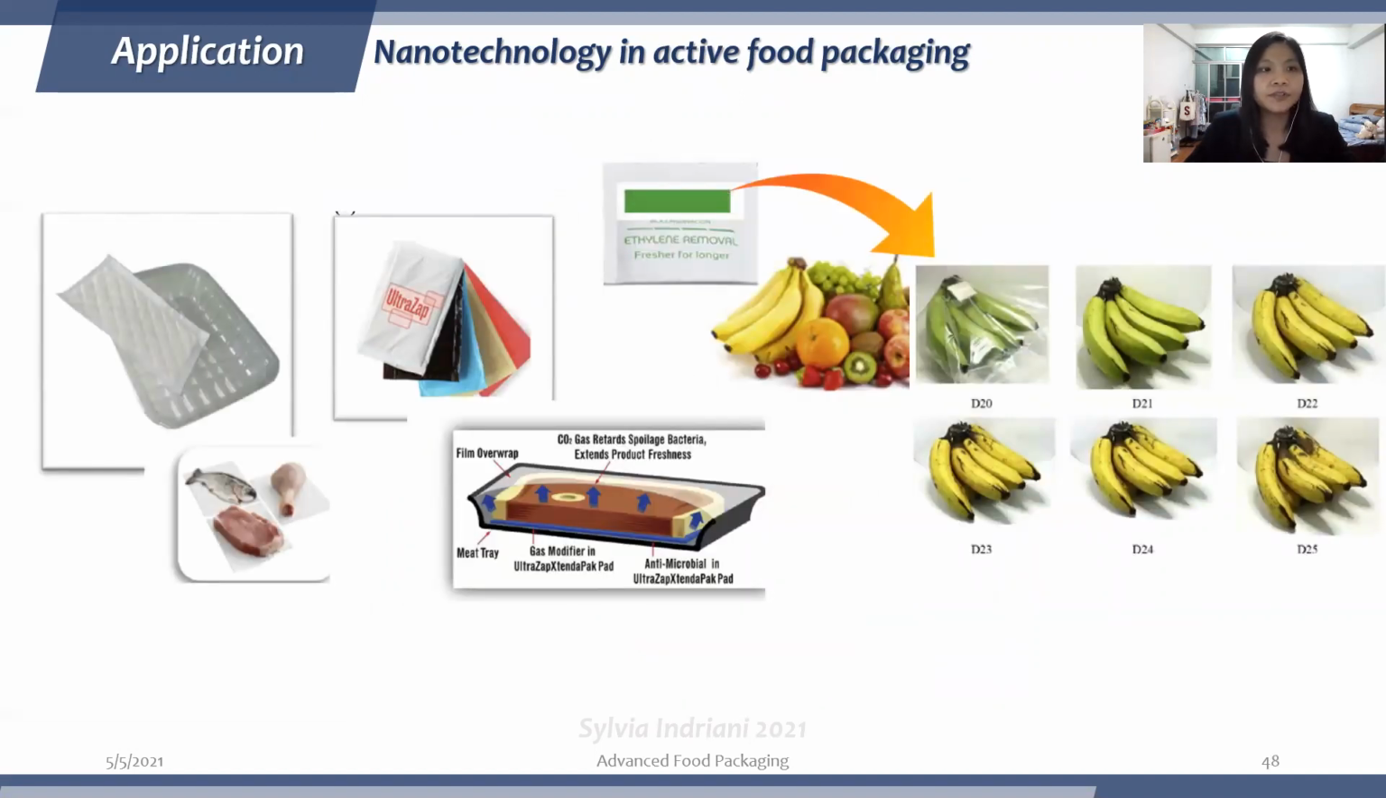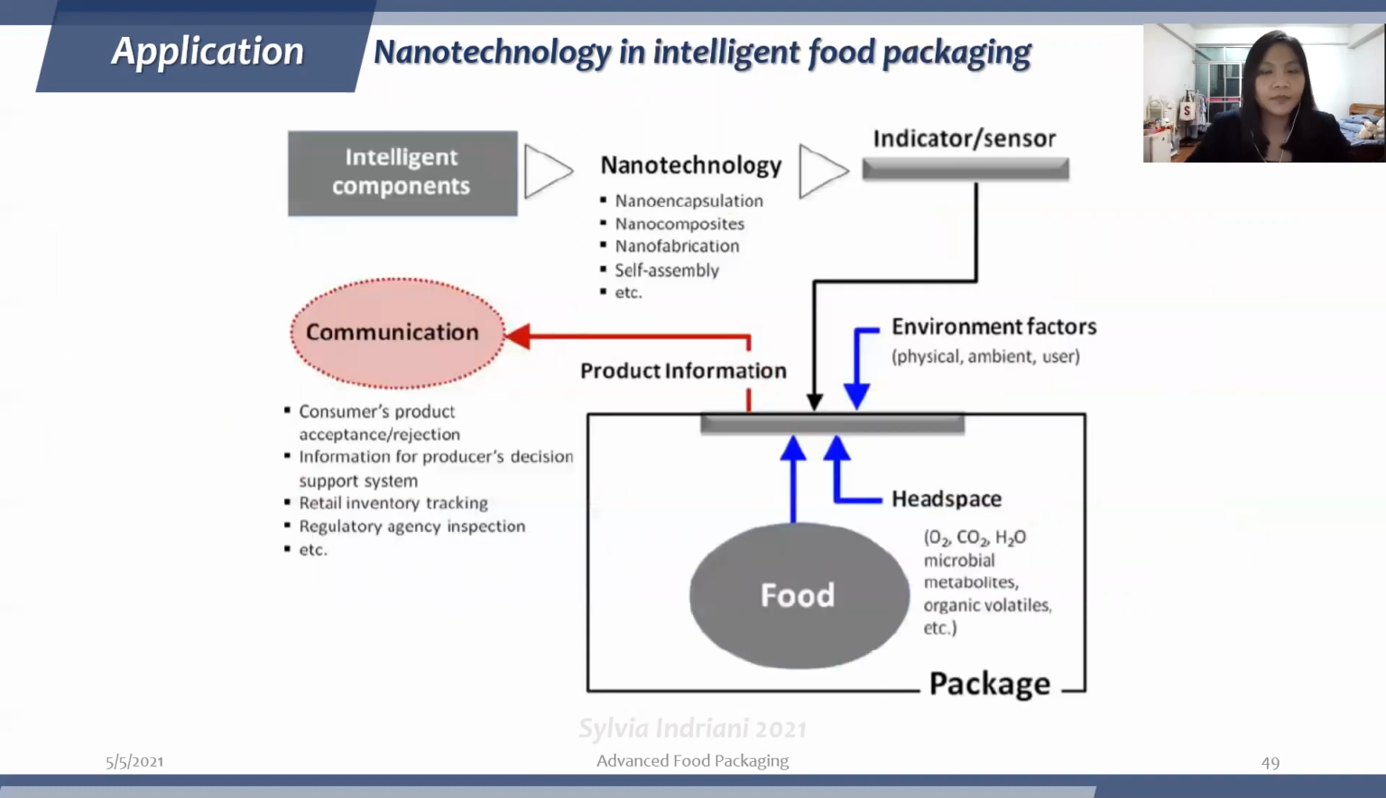These are examples of nanomaterials used in active packaging to prolong the shelf life of products by inhibiting microbial growth as well as the ripening process. And this is the nanotechnology application in intelligent food packaging. The key elements of a nanotechnology-based intelligent packaging system are shown here. So I'll just explain briefly.